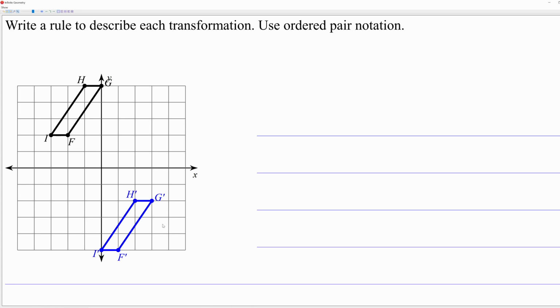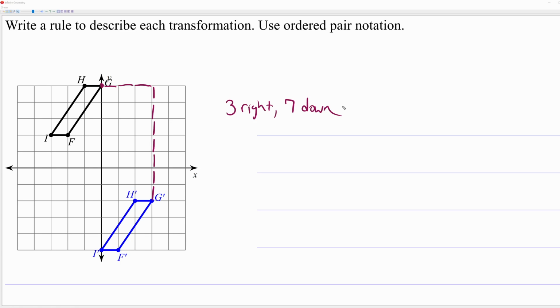So we already have done the transformation, and the instructions say, well, you need to write down the transformation. So let's analyze what happened here. And you can use any of the points, it doesn't matter. So let's start at point G. We went 1, 2, 3 to the right, and 1, 2, 3, 4, 5, 6, 7 down. So if we wanted to write it, we could say, just in words, go 3 to the right and 7 down. And that's perfectly fine.